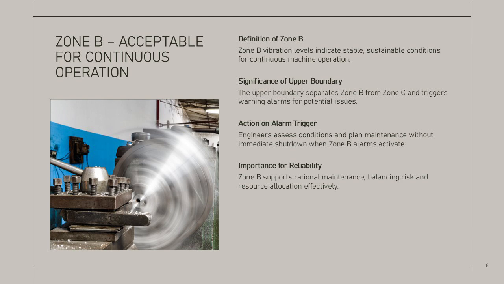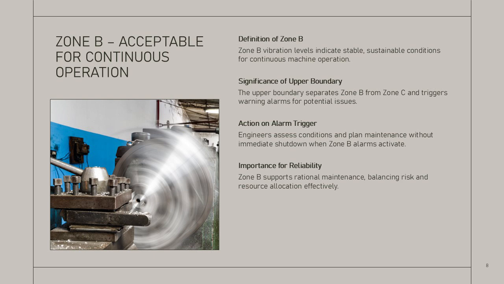Engineers use Zone B alarms to initiate condition assessments, review operating conditions, and plan corrective actions such as balancing, alignment, or lubrication improvements. The intent is to address emerging issues before they progress into more severe conditions. Zone B acknowledges that some level of vibration is inevitable in real-world machinery and that absolute perfection is neither realistic nor necessary. By defining a clear, standardized range for acceptable vibration, Zone B supports rational maintenance decision-making and helps prioritize resources effectively.